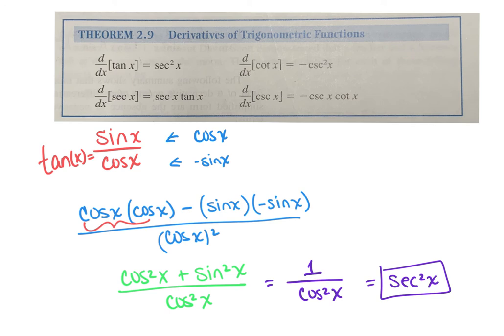So we now have all 6 of our functions. Sine is cosine, cosine is negative sine. Tangent is secant squared, cotangent's negative cosecant squared. Secant is secant tangent, cosecant is negative cosecant cotangent. Okay? And so just memorize them. If not, you're going to have to do this every time I give you a trig function. No. That's a lot of work. A lot of work. Just memorize them.